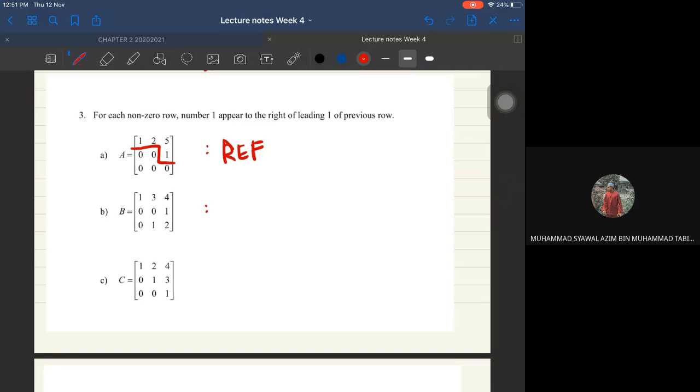This one, B, REF ke tak? Siapa yang jawab no tu? Faris, kenapa awak jawab no soalan mana ni? This is REF. Dia masih memenuhi syarat yang ketiga. Okay. As long as dia masih ke kanan daripada sebelum ni. Walaupun dia tak jadi exactly macam ni. Satu. Tapi ni masih ke kanan daripada yang sebelum tu. Faham tak Faris?